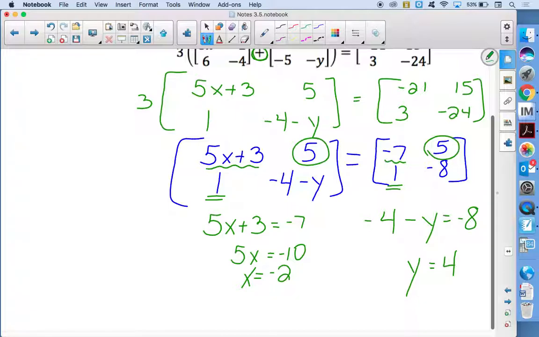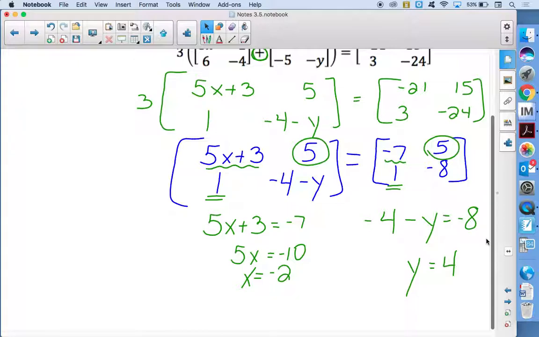Just checking your work, if I plug in a -2, I have -10 plus 3, which is -7. And down here, if I plug in a 4, -4 minus 4 does also make -8. If you did it differently, if you made a mistake and didn't get the same answer, does anybody have a question? I can come around and help. If you did something a little differently, that's okay. As long as you're working through and correctly multiplying, dividing, you should still end up with the same answer.